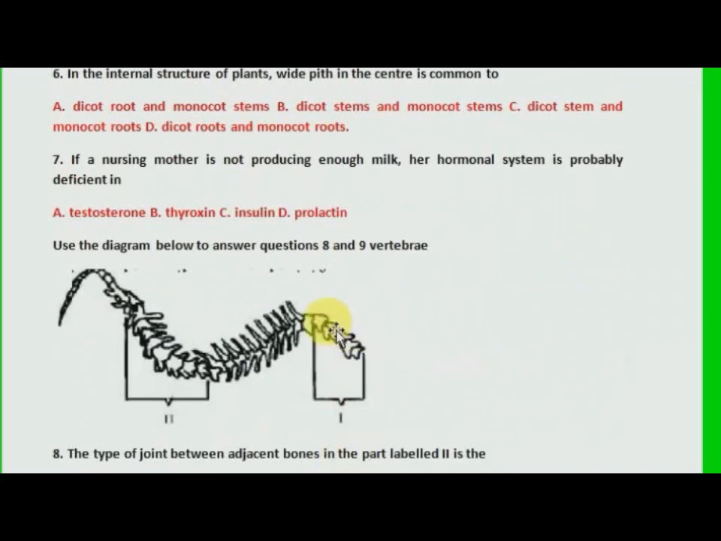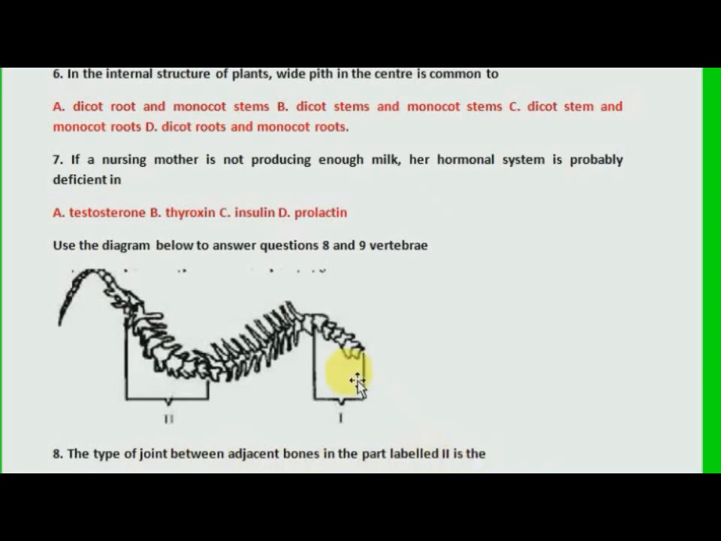Now, this is the diagram of the vertebral column of, say, a rabbit or rat. I'm not so sure because it has a tail. This is apparently not for a human because we don't have a tail. We lost that during development. And the type of joint between bones in the part labeled 2 is what?